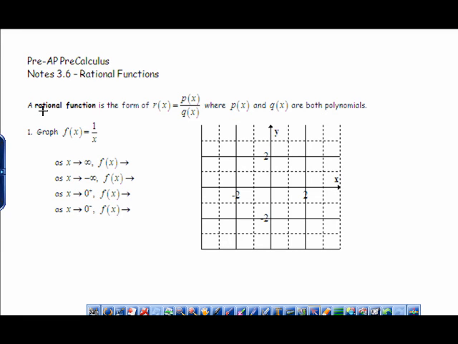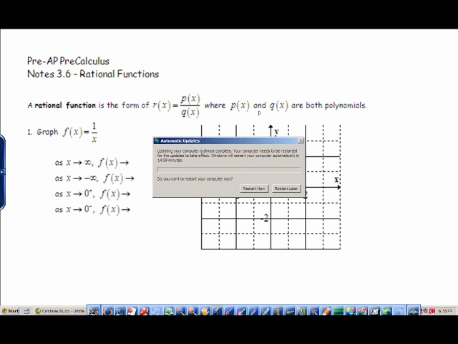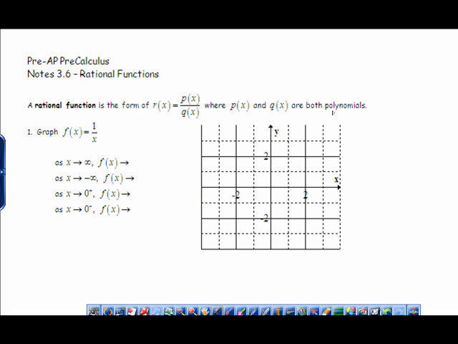To define it, a rational function is always in the form of p of x over q of x, where p of x and q of x are both polynomials. So we just reviewed polynomials, so we're going to use a lot of that information when we're graphing rationals.